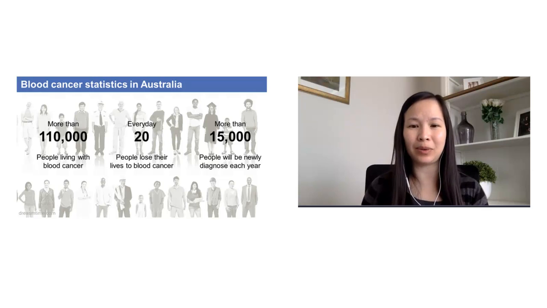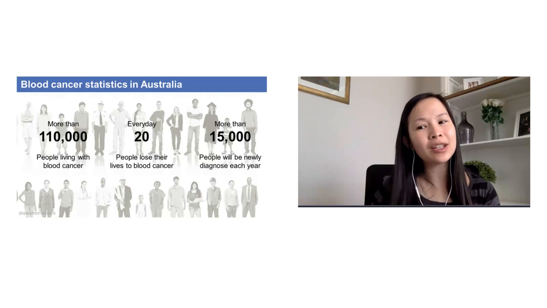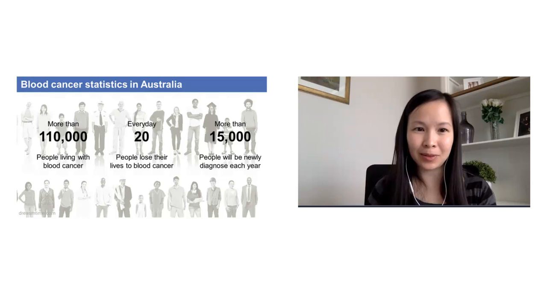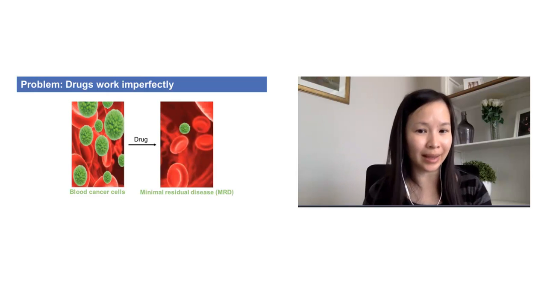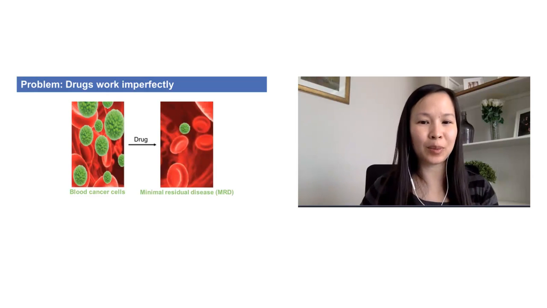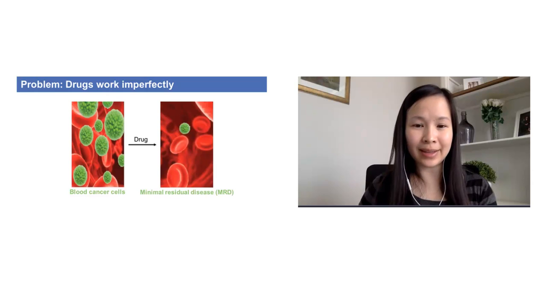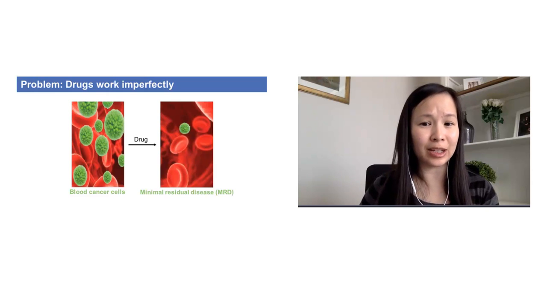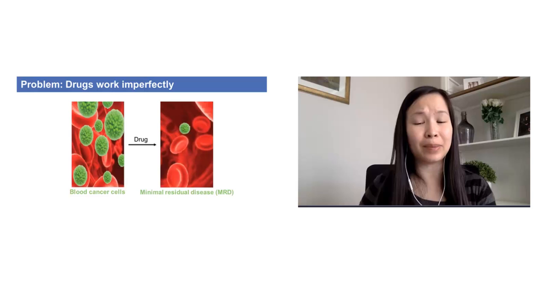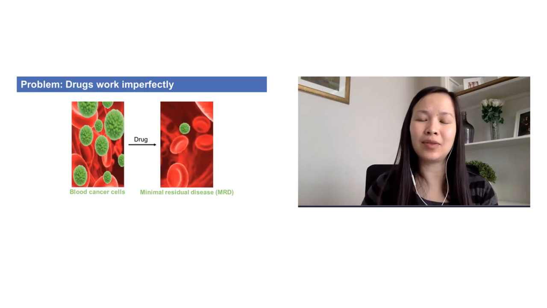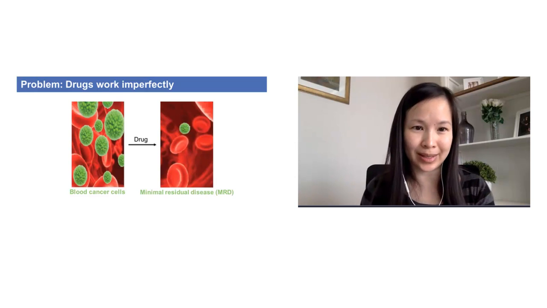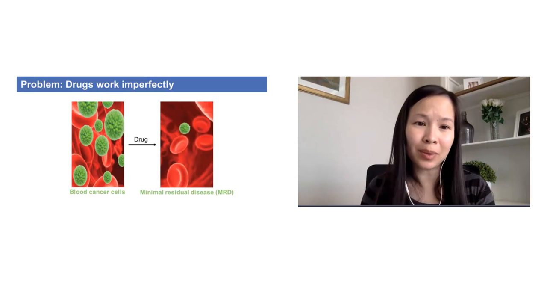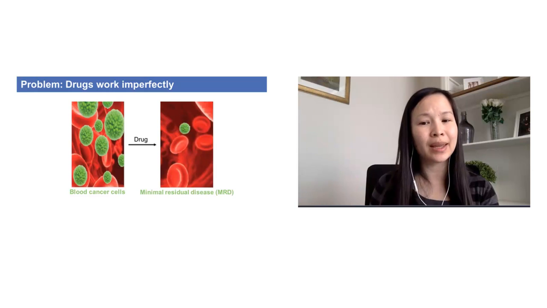it's reasonably prevalent. The most challenging thing is that blood cancer still remains an incurable disease. Many of the drugs that treat blood cancer do so by killing the cancer cells. For example, these green cells are cancer cells, but unfortunately, drugs that kill cancer cells do so imperfectly. So what you get is a few cells that are resistant to the drug treatment, and this is what we call minimal residual disease.